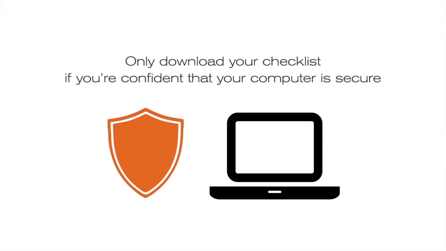Only download your checklist if you're confident that your computer is secure. Below are icons of an orange shield and a black computer. Only download your checklist if you are confident that your computer is secure and no one will be able to access the document. If you are using a public computer, make sure you delete the checklist before logging out.